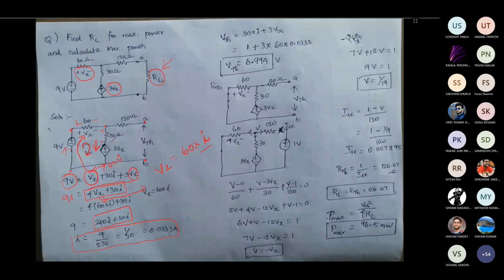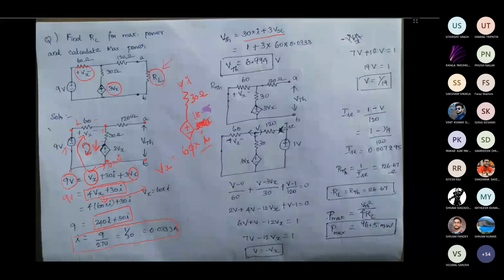then obviously I can find the voltage across these two terminals. So VThevenin is equal to 30 into I plus 3 Vx. What I have done, I have the resistor here and I have the source here. Then I have the current coming through this path. This is 30 into 30 ohm. This is plus 3 Vx. So Vx is nothing but 60 into I. So this complete thing I can write as 180 into I.